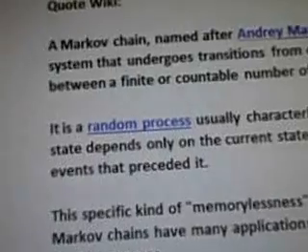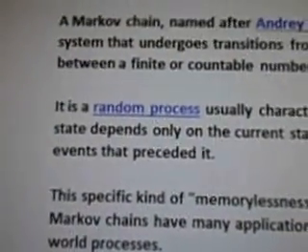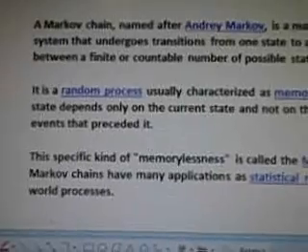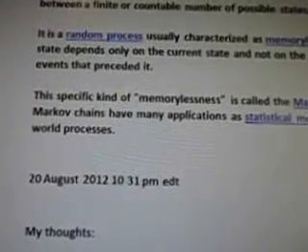Quote from Wiki: a Markov chain, named after Andrei Markov, is a mathematical system that undergoes transitions from one state to another between a finite or countable number of possible states. It is a random process usually characterized as memoryless. The next state depends only on the current state and not on the sequence of events that preceded it. This specific kind of memorylessness is called the Markov property. Markov chains have many applications as statistical models of real-world processes.